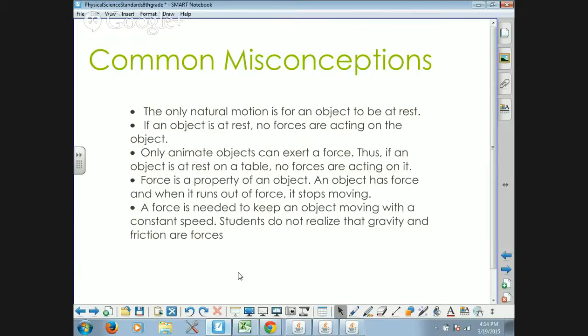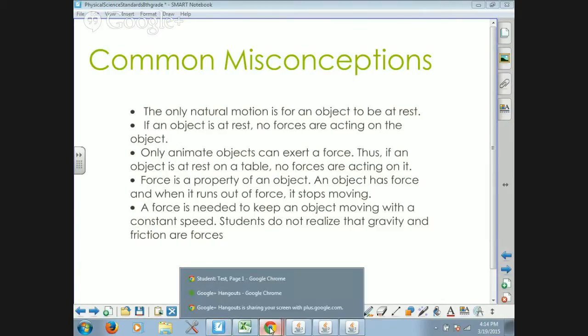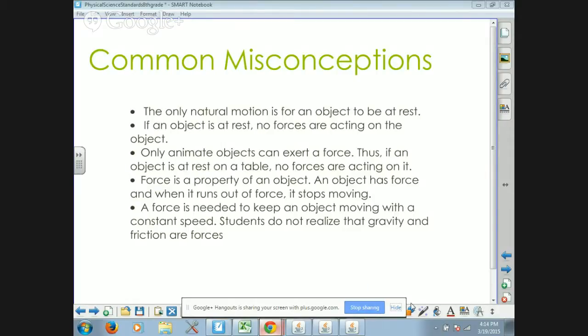Well, that might be the case for most of the students in the state of Ohio, but for our Sandy Valley students, that is not the case, because for certain, they know our forces.